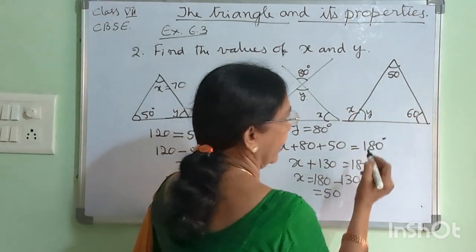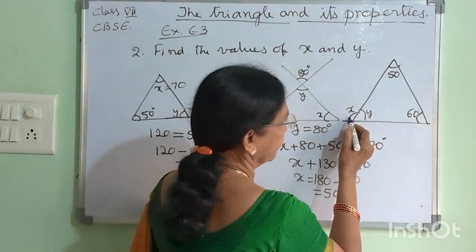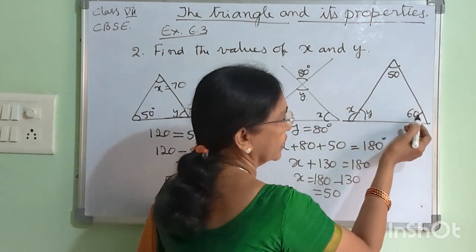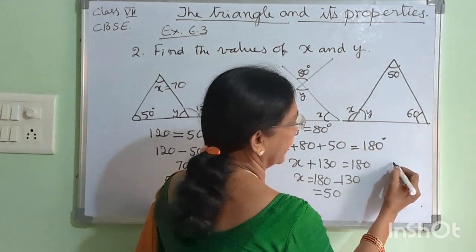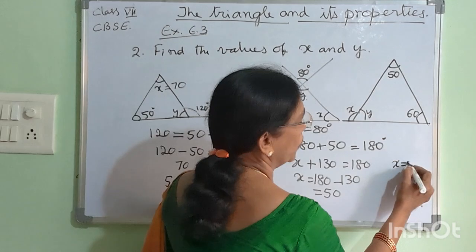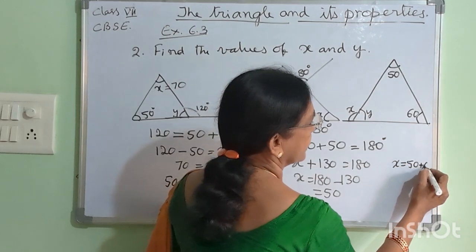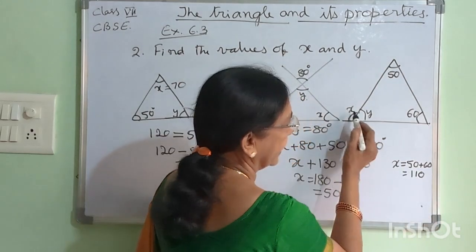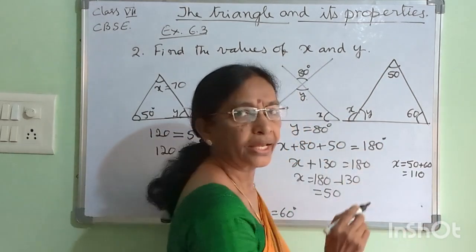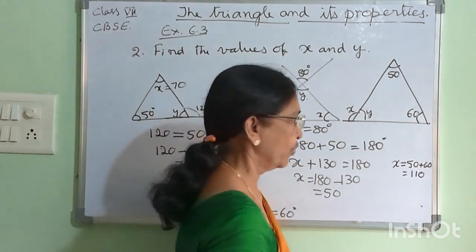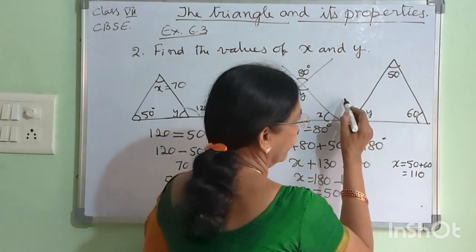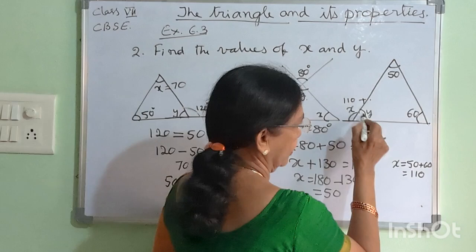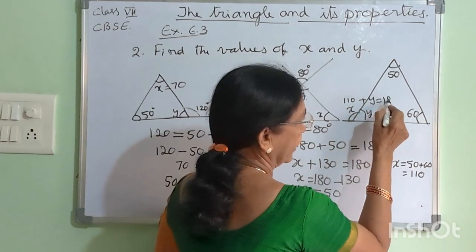Next, in this figure, here x is the exterior angle. Exterior angle is equal to sum of the remote interior angles. Therefore, x is equal to 50 plus 60, that is 110. And x and y are the linear pair. Their sum is 180. Therefore, 110 plus y is equal to 180.